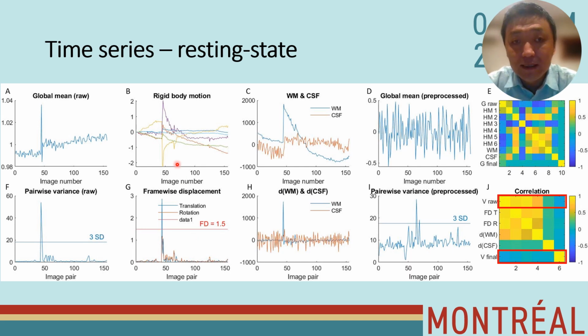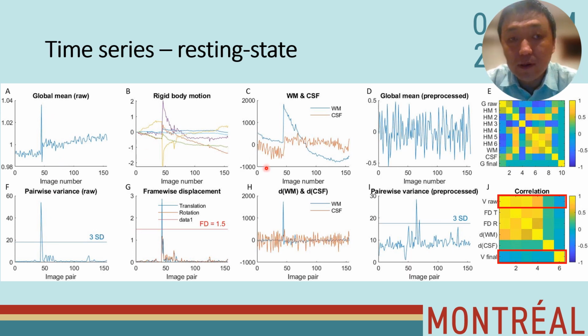You can see that the rigid body parameters show sudden changes at this time point and then gradually decrease. This is not a spike, but when we calculate the frame-wise displacement, you can see that there is a spike here, which may introduce changes in variance in this plot, and also the changes of the global signals here.